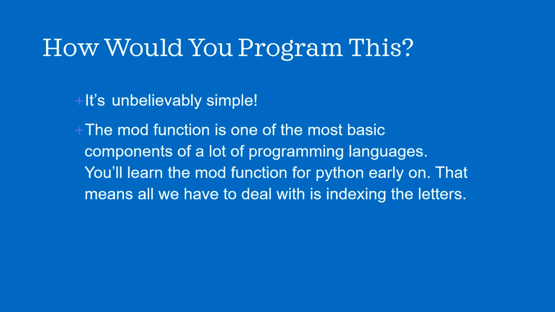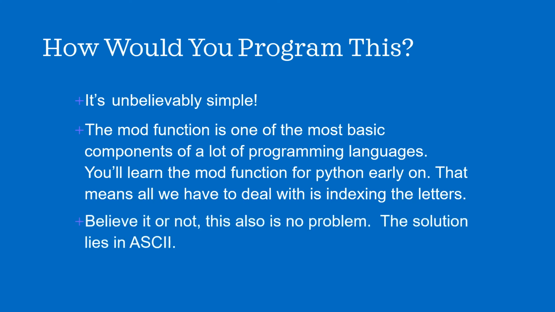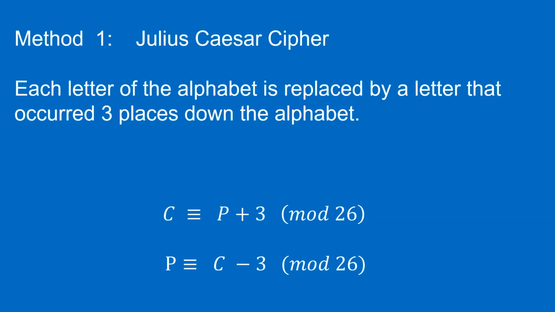It is very simple. The mod function is one of the most basic components of a lot of programming languages. They use mod in Python. That means all we have to deal with is indexing the letters. That's it. So in the Julius Caesar method, if P is the plain text and C is the ciphertext, with the plain text you are adding 3, that mod 26 will be the ciphertext. When you are decoding, from the ciphertext you are subtracting 3, mod 26 will be the plain text.